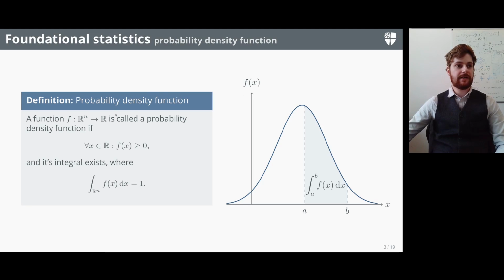But the properties are that all the values in this function must be non-negative. They must, and also its integral exists, where adding up all of the values in this function, it must integrate to 1. So it must sum to 1. Okay, so the area under this curve integrates to 1.